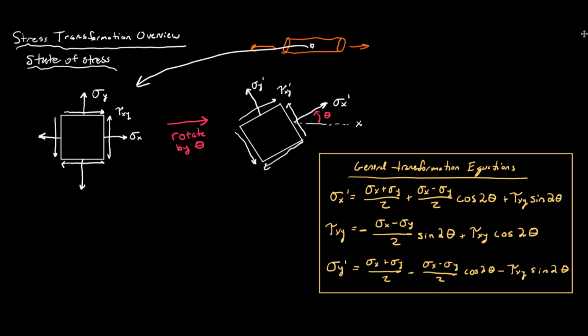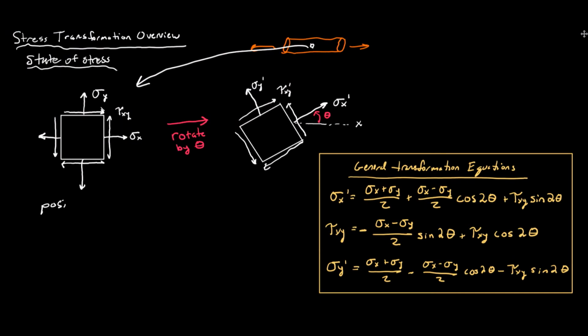We're going to have two normal stresses acting on it, a sigma x and a sigma y, and then there's going to be a shear stress tau xy. So this is just one plane, called the state of stress, how we represent this. And these are the positive sign conventions.